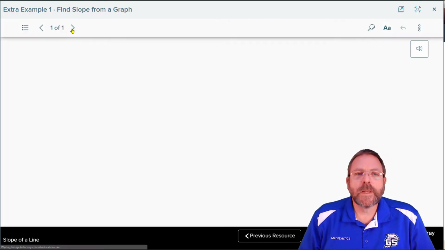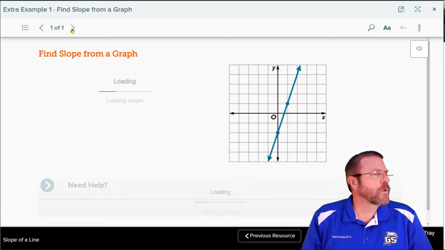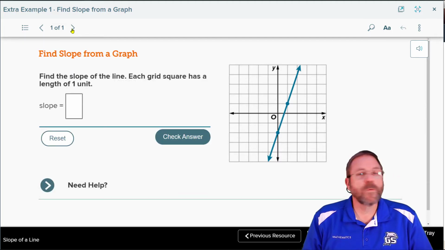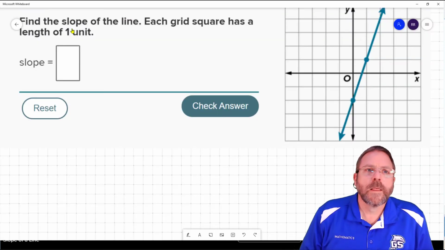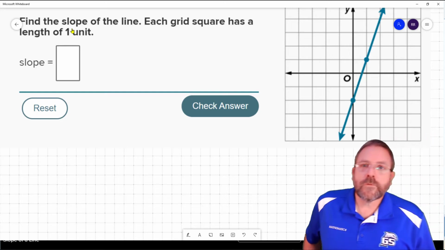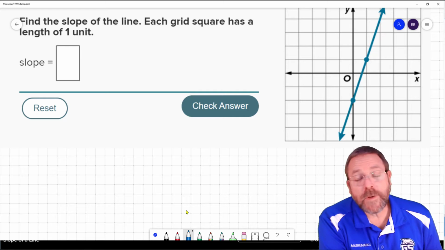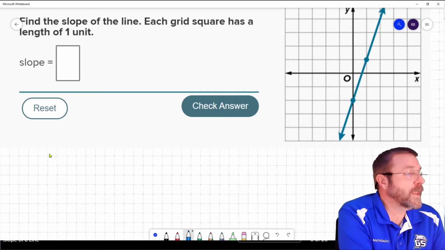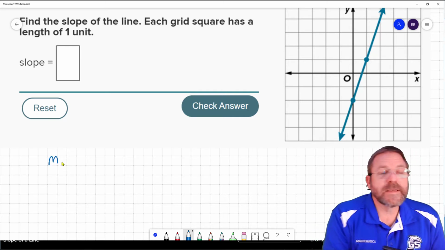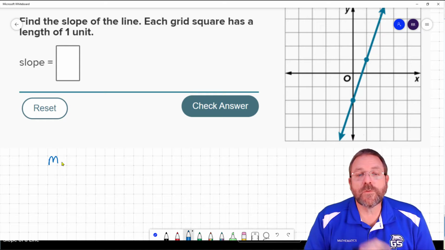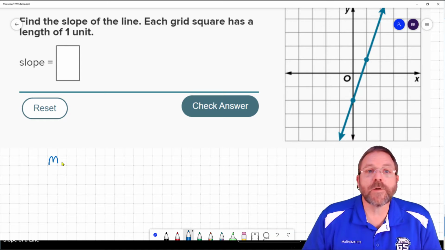Now you take a minute, pause the video, and work on this problem where you're going to find the slope of this line. Now, of course, the first thing we have to write is a formula, and I'll give you a little tip here. You don't even have to write the whole word slope. You can just write M, because M is the universal indicator for slope.